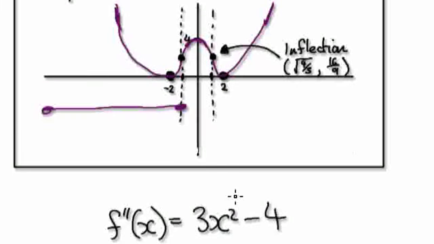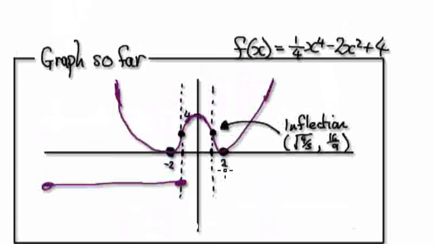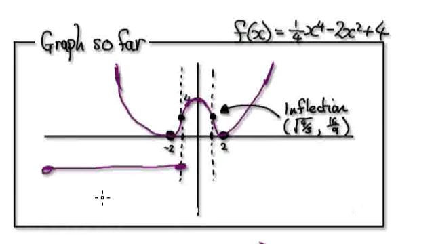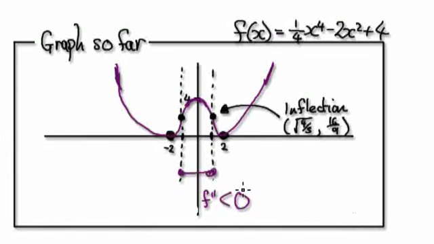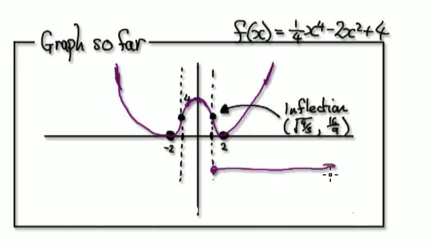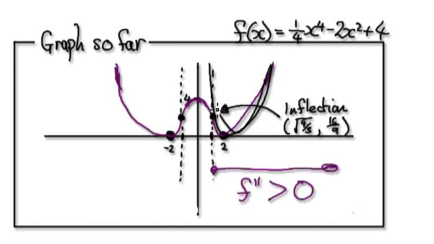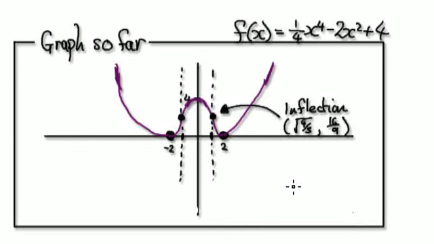Okay, and then if you check the concavity in this region here, if you check the second derivative, f double prime in this region should be greater than 0, meaning that it should concave up. Then f double prime in this region here should be less than 0, meaning that it should concave down, which it does. And in this region here, f double prime should be greater than 0, so it should concave up. Okay, so double check if you want to.